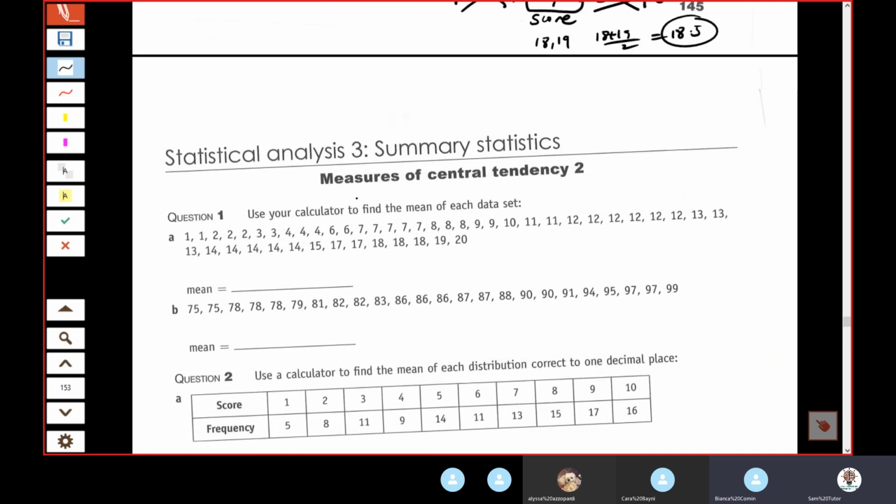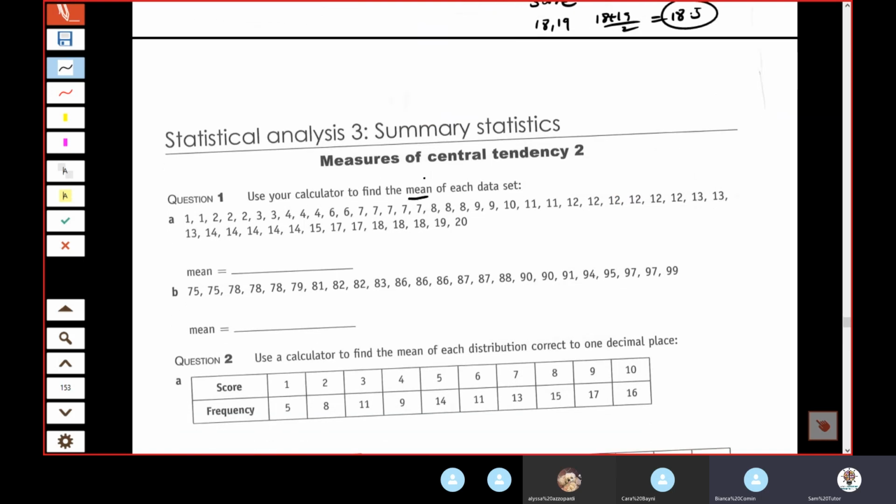Measures of central tendency. Use your calculator to find the mean. Mean is average.